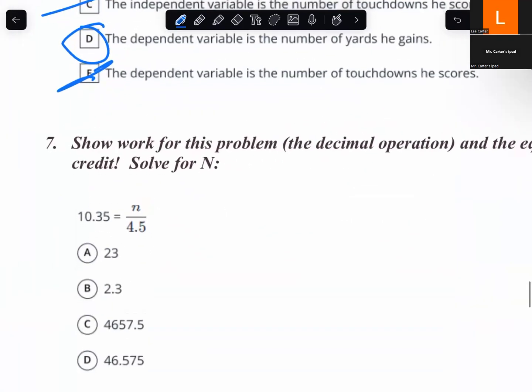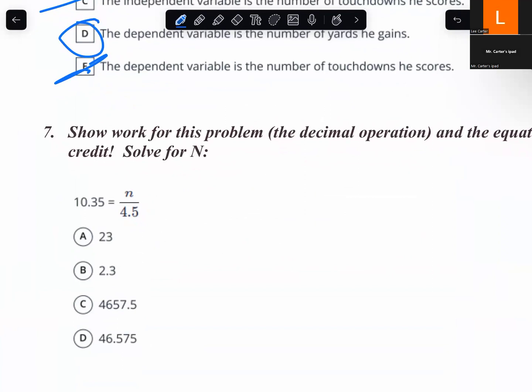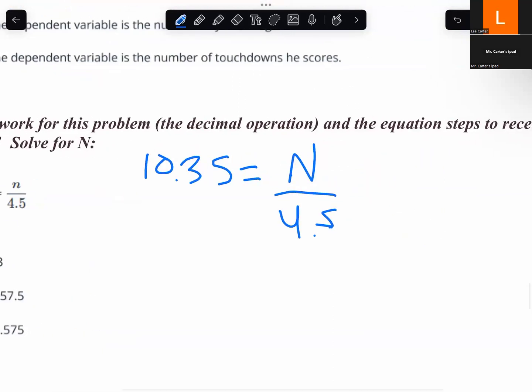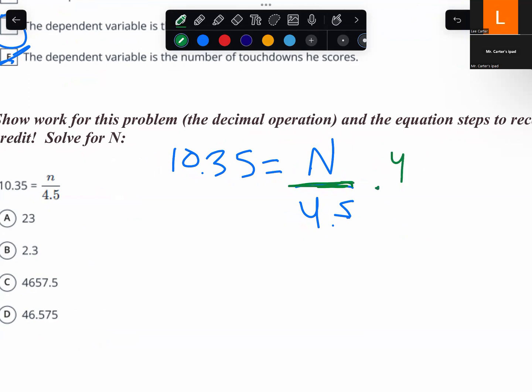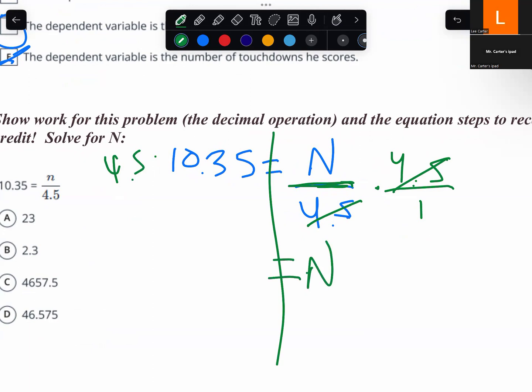And then the last one, and this one does require some work. So we need to show the steps of the equation and the decimal operation. Okay. So y'all been losing points for not showing the decimal operations. That is one of the skills we have to work on in 6th grade. Okay, so this is divided by 4.5. That means divide. The opposite would be times 4.5. Okay, so we put that over 1. The 4.5s will cancel out. Okay, so we did times 4.5 over here. So we got to do times 4.5 over here. Okay, so that means n equals.